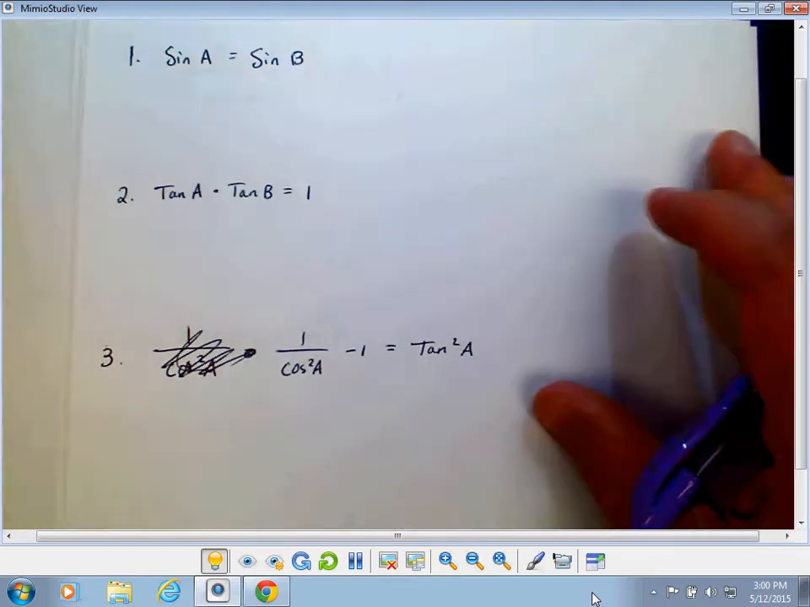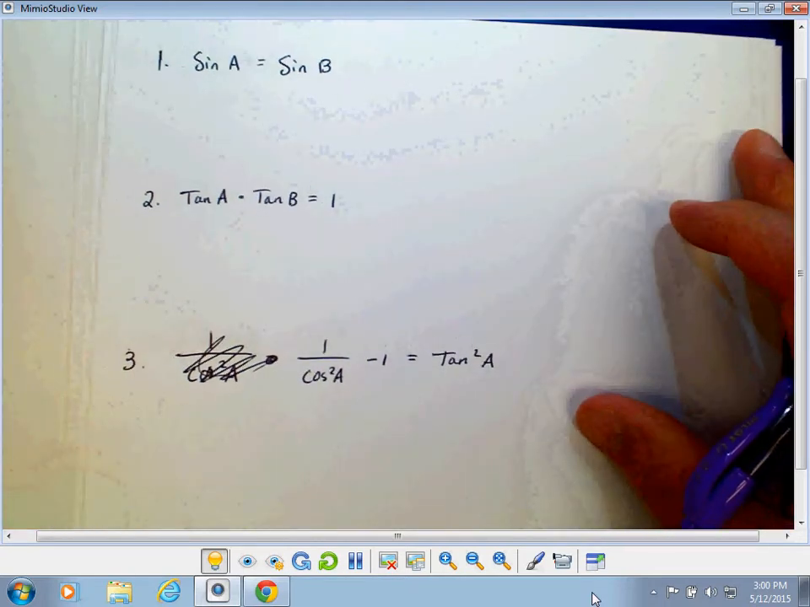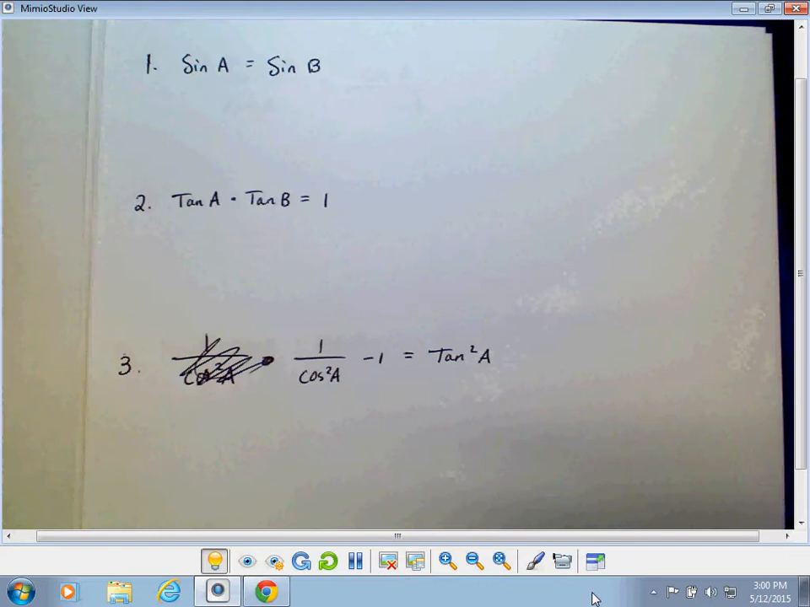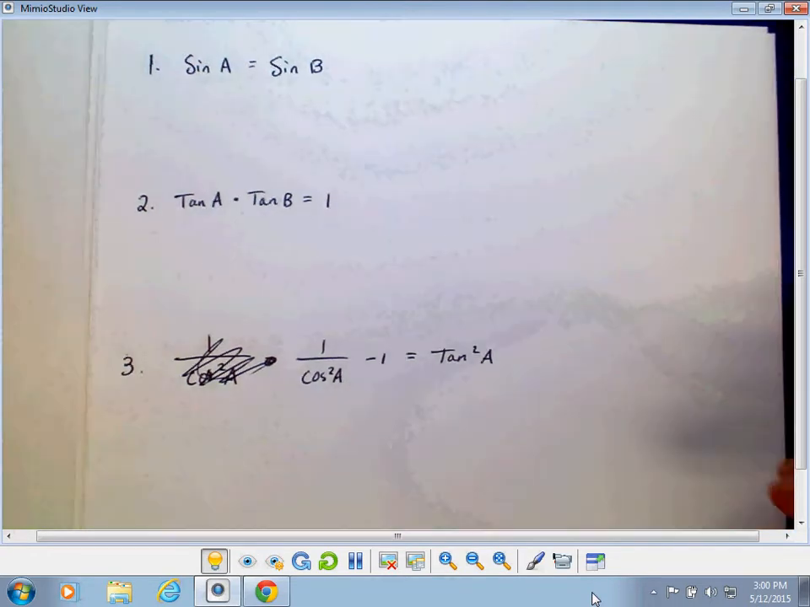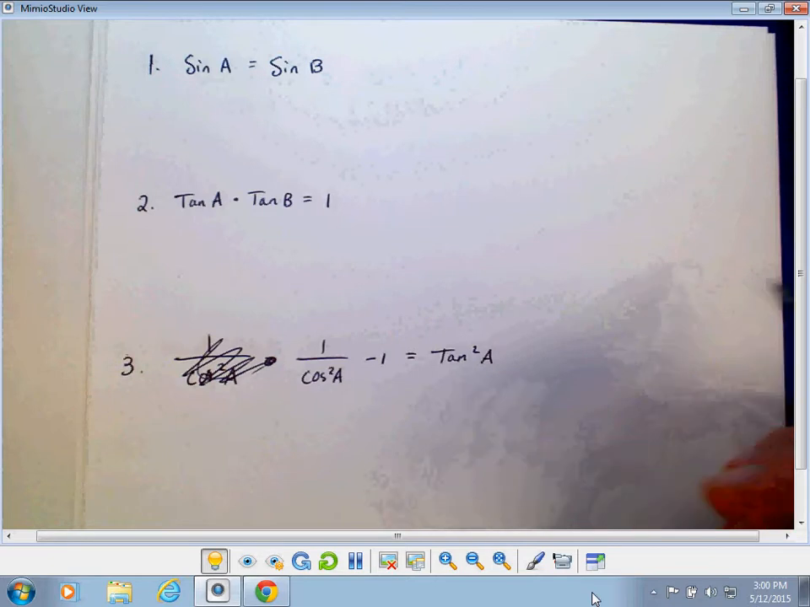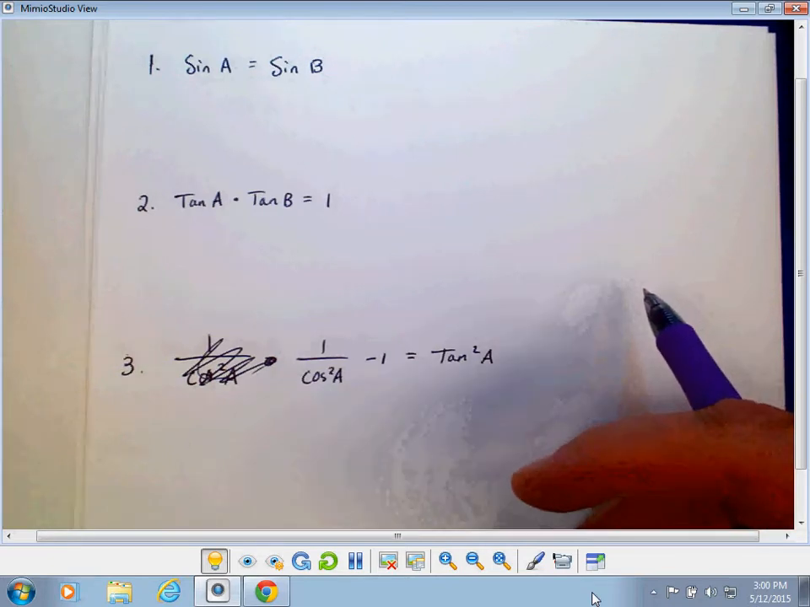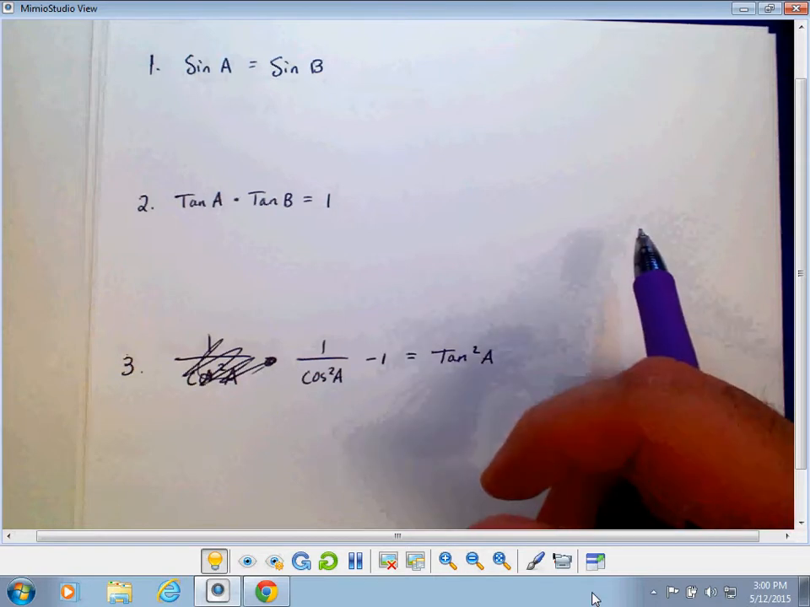All right, number 1, it says the sine of A equals the sine of B. Well, immediately to me, that sounds silly. Because I would think, how could the sine of one thing be exactly the same as the sine of another? That doesn't make any sense at all. It's like saying 1 equals 2. It can't possibly be. But they want to show why, so let's take a look at why.